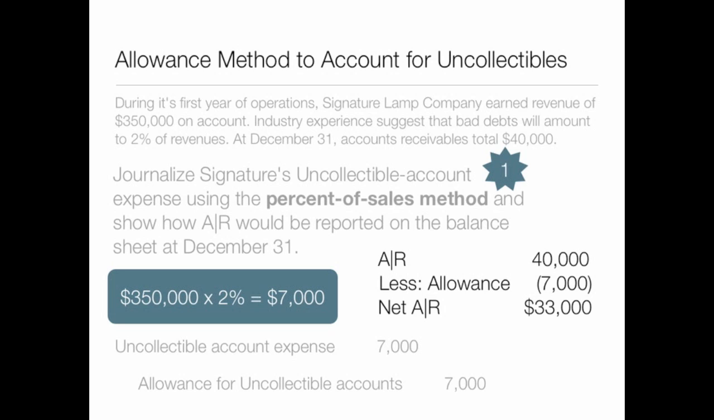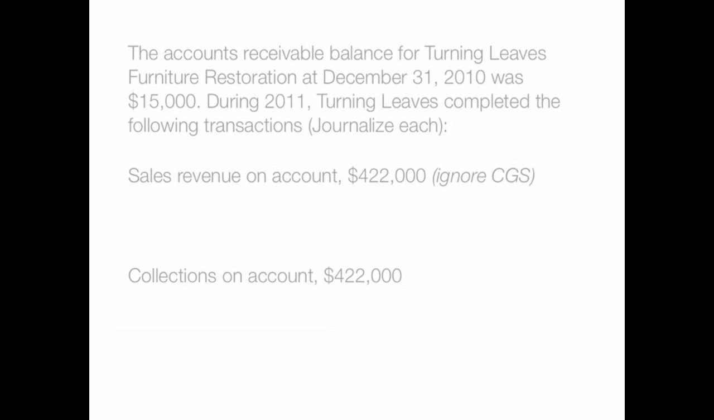Now let's go through a whole process here. The accounts receivable balance for Turning Leaves Furniture Restoration at December 31st, 2010 was $15,000. During 2011, Turning Leaves completed the following transactions, and I want you to journalize each. The first one, sales revenue on account was $422,000, and I'm telling you to go ahead and ignore the cost of goods sold entry. But recall, when you make a sale, there are two entries.